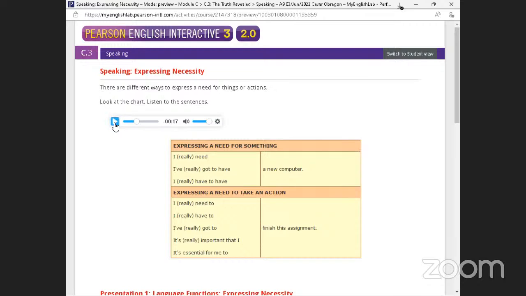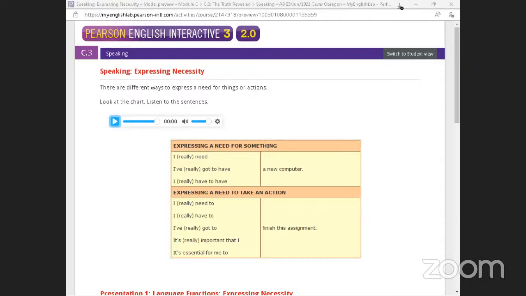Okay, let's continue expressing a need to take an action. You ready? Okay, let's do it. I really need to finish this assignment. I really have to finish this assignment. I've really got to finish this assignment. It's really important that I finish this assignment. It's essential for me to finish this assignment.